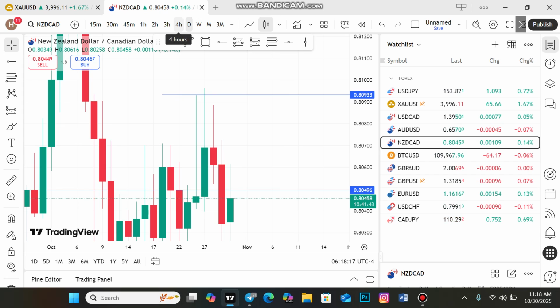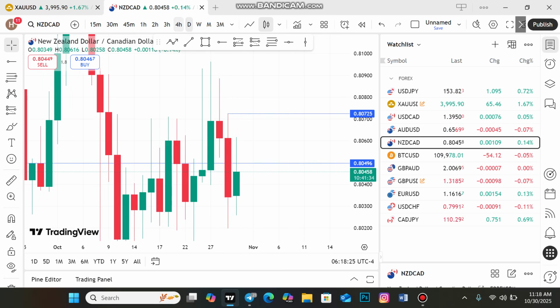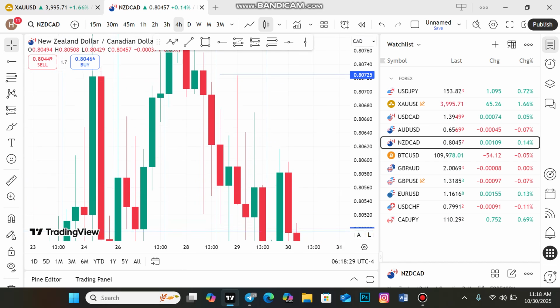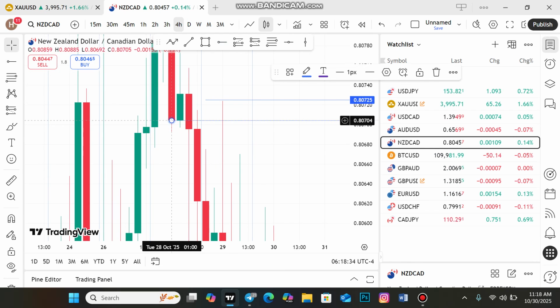So on 4 hours, I needed to see a breakout to the downside. This is yesterday's candle, so we are going to monitor it. I needed to see a breakout to the downside on 4 hours. So I got the breakout to the downside here. You can see this breakout to the downside. And we had this liquidity, this red candle's liquidity. So I was expecting price to come and sweep it.